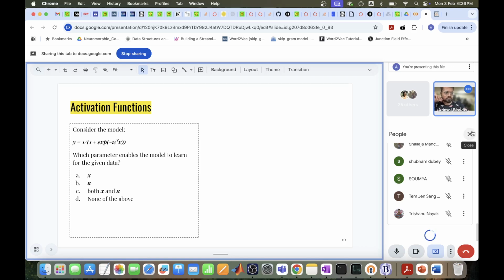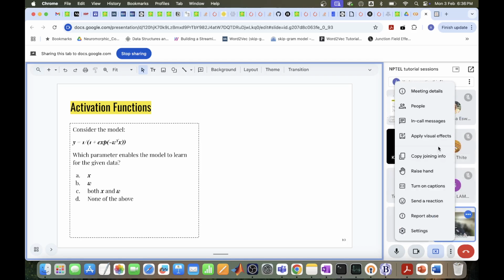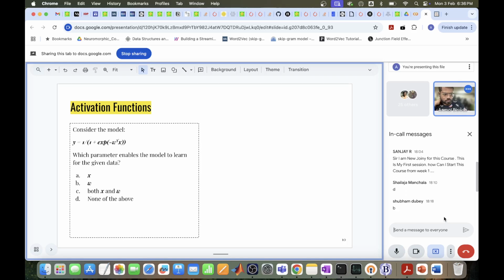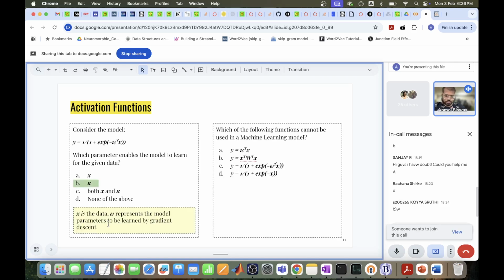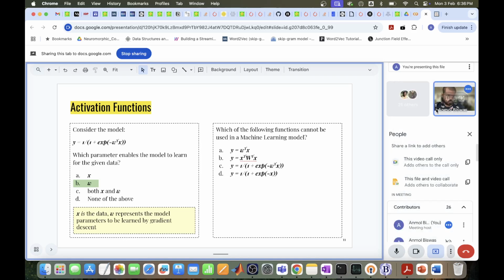Okay, so like I said, this is a very simple problem. Obviously, the parameter that allows you to learn from the data is W. W is the weights, right? X, of course, is the data itself. So X is not the parameter, which is very important to keep in mind. X is the data, W is the parameter that describes the model. So moving on.